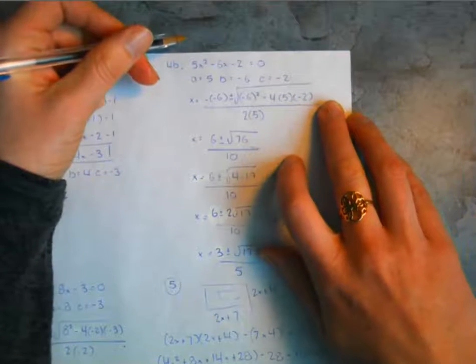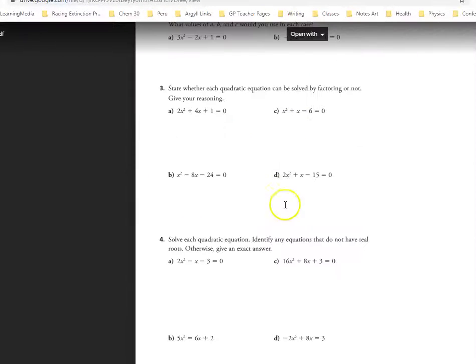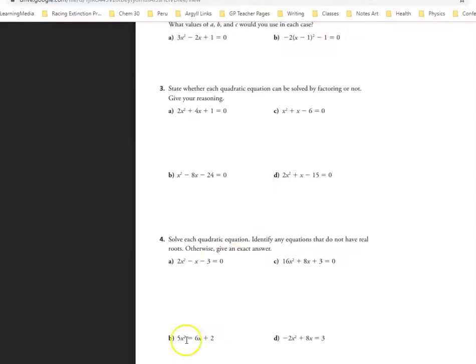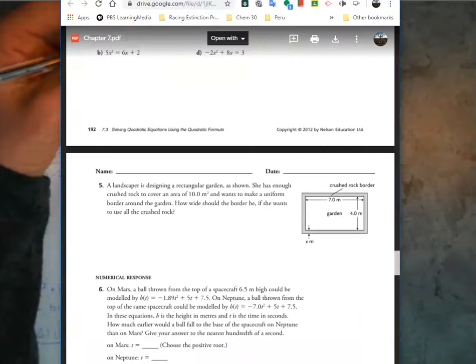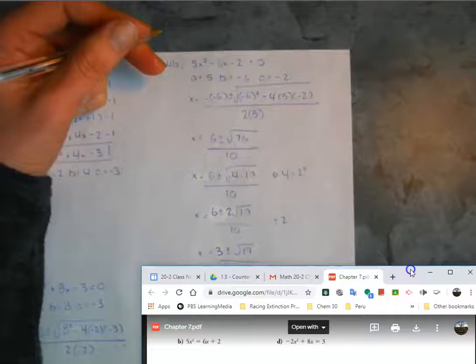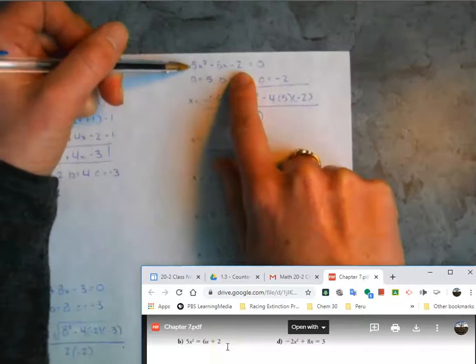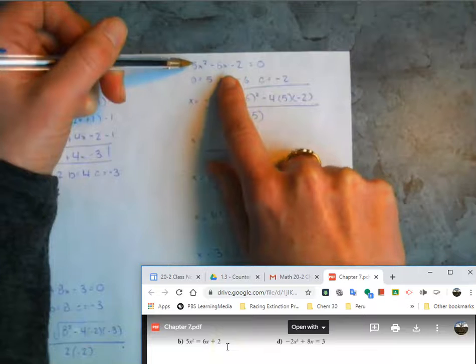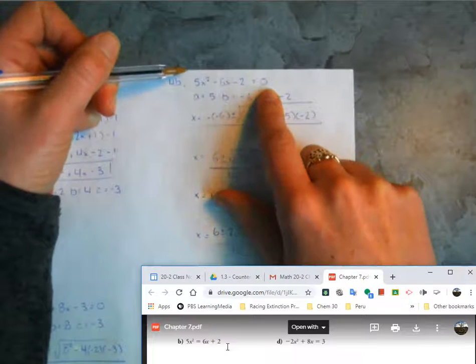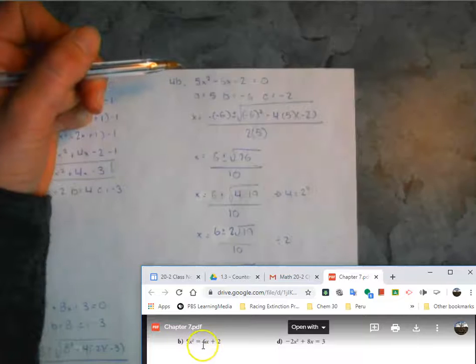So what you were given on the piece of paper was, actually I could probably just pull that over. This 5x squared equals 6x plus 2. So it's right there at the bottom. 5x squared equals 6x plus 2. And what we always need to do to use the quadratic formula is that our equation has to be set equal to 0.